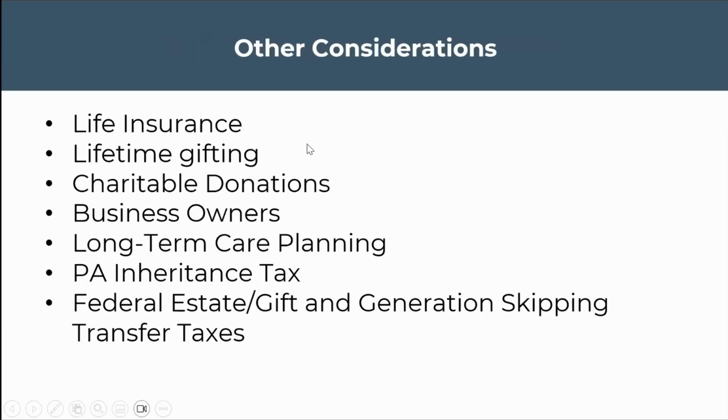So, here are some other considerations. Life insurance is always a big consideration. Tim, Ralph, Doug, they know how much consideration. I mean, life insurance is excluded for Pennsylvania inheritance tax purposes, but included for federal estate tax purposes. So if you're a high net worth individual, or your parents are high net worth individuals, buying and keeping life insurance can be a tricky situation.